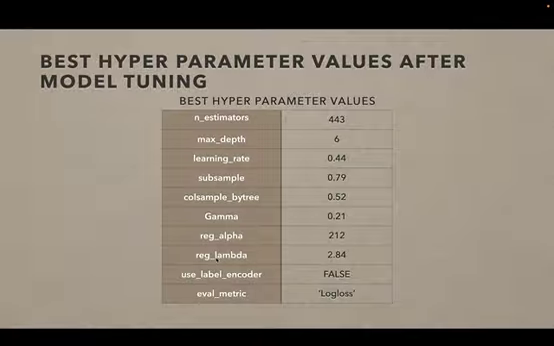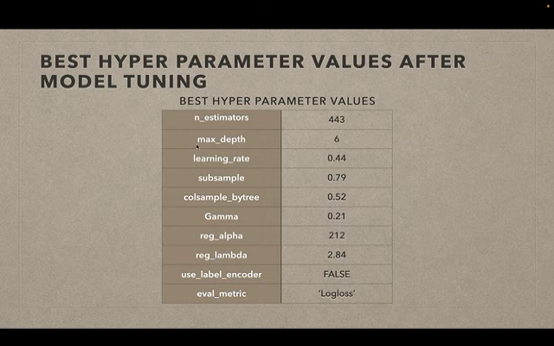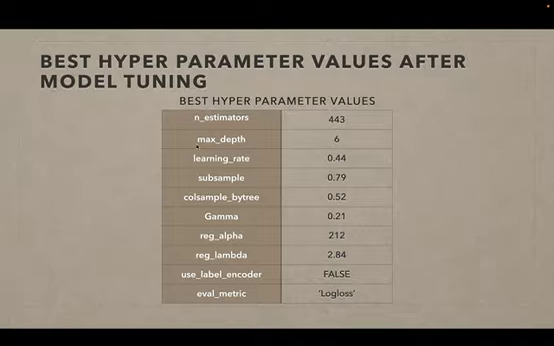Next step is model fine tuning. We have used randomized CV for finding the best hyperparameter values. Here we can see that n_estimators is around 443, max depth is 6, learning rate is 0.44, subsample is 0.79, colsample_bytree is 0.52, gamma is 0.21, regression alpha is 212, regression lambda is 2.84, use_label_encoder is set to false, and eval metric is log loss.